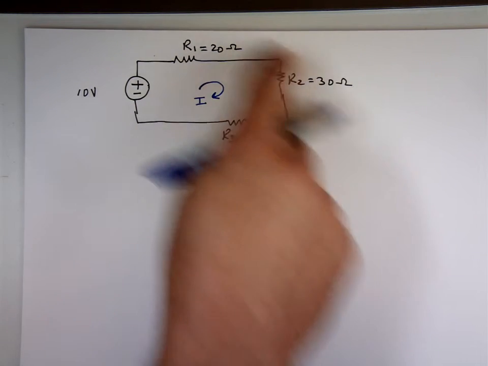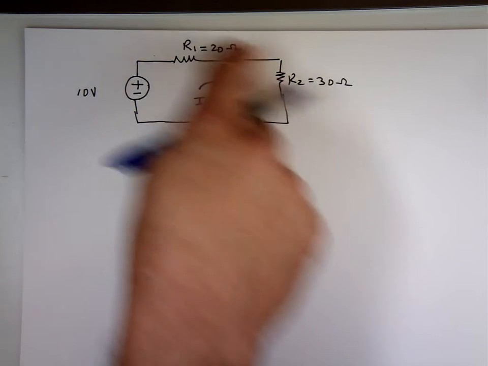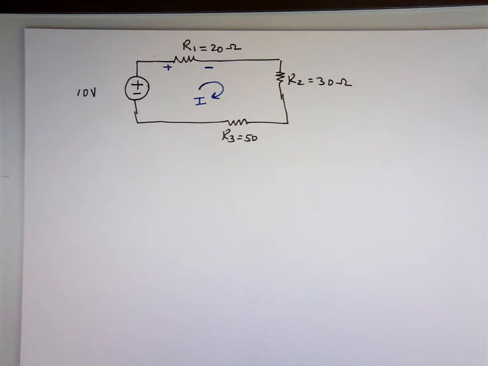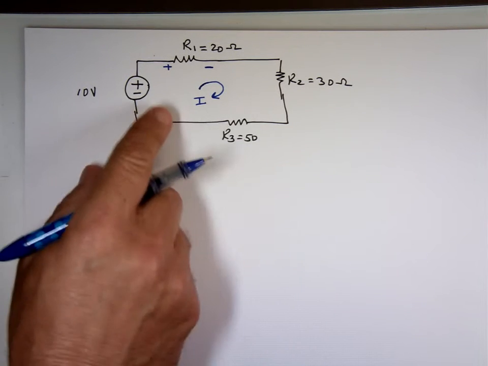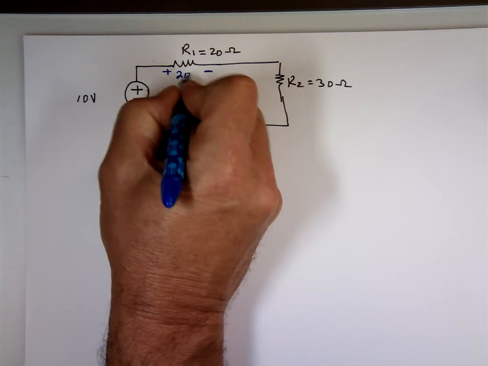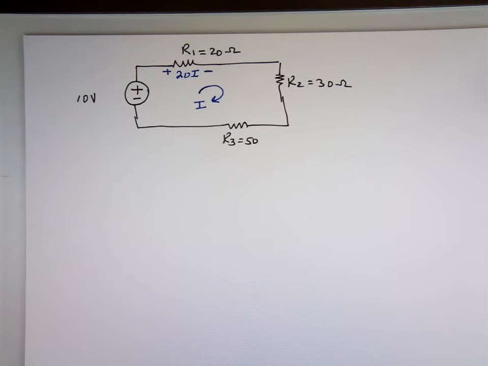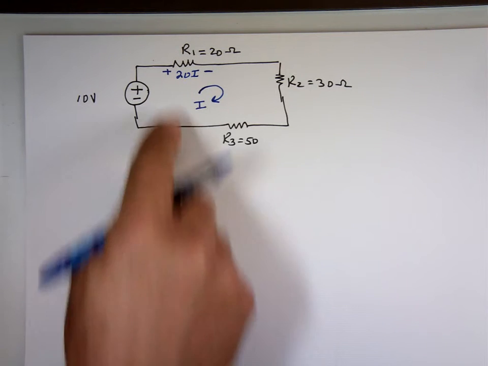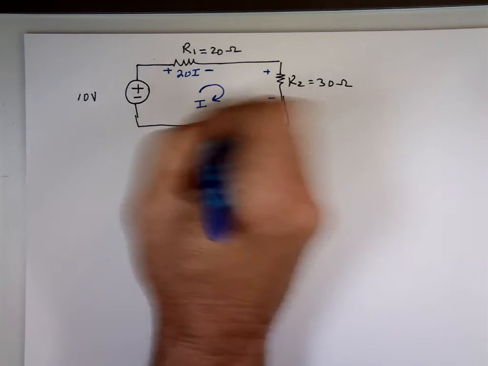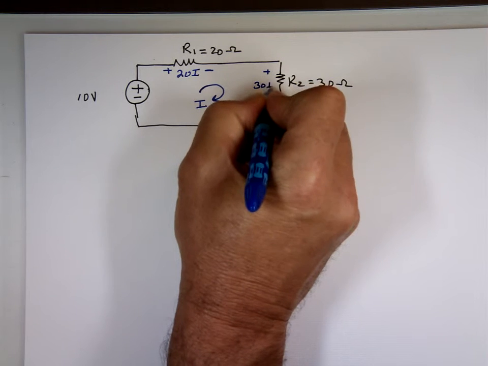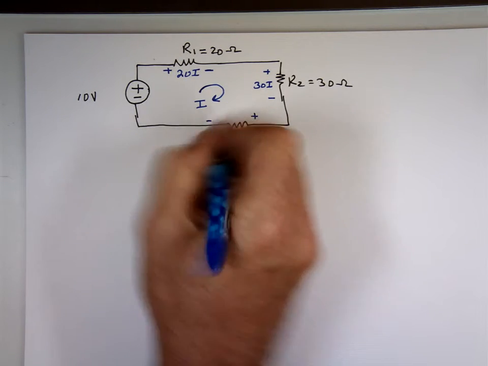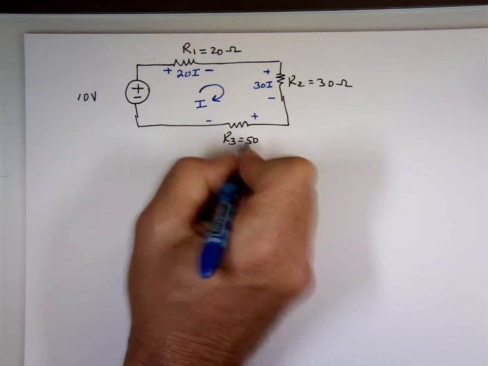So here we go. Notice I drew the current going this way. So through the resistor, it's going to mark it plus to minus. And the value of this voltage is going to be Ohm's law, I times R. I is I, R is 20. That's 20I, whatever I is. It's going to travel this way. It's going to mark this plus to minus. The voltage here is 30 times I, which is 30I. Continue with that plus to minus, because I'm going this way, and that's this resistor times I, that's 50I.